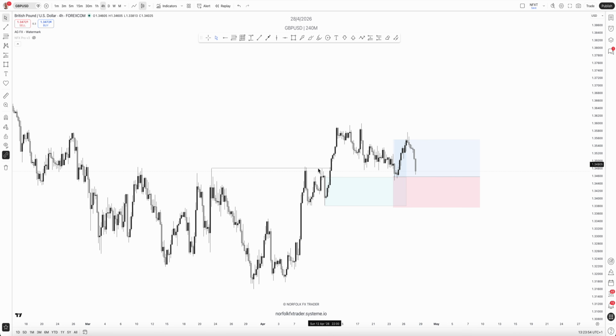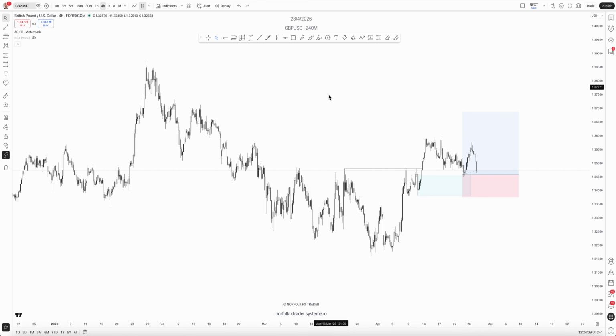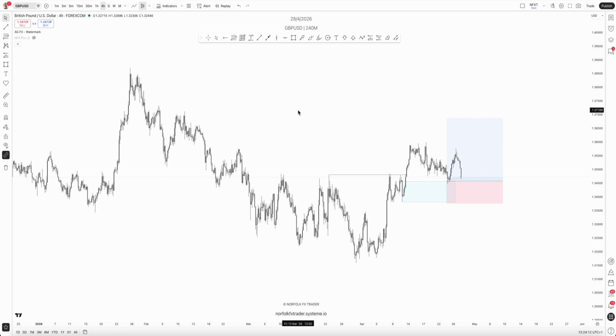Now, do we know this is a valid area to buy from? Well, we don't. And where would we be looking to target? Would we be targeting here, or would we be looking back in time for a level? How do we know where to target? Well, that's exactly how the tool is going to help you when it comes to multiple time frames, because using a single time frame, we have no idea. One single time frame is not enough information when it comes to structure.